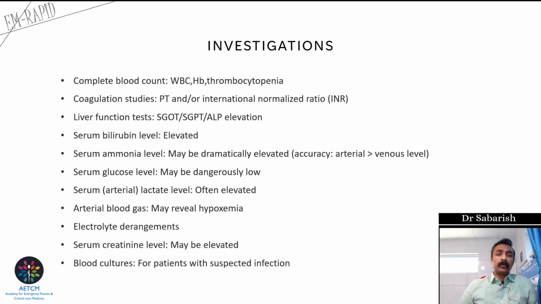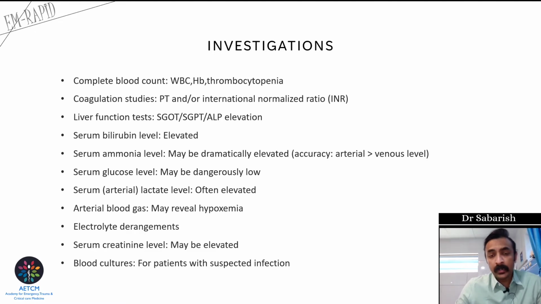We'll start with the complete blood count, where the patient may present with thrombocytopenia and low hemoglobin. Elevated WBC could be an indication of an underlying infection. Your coagulation studies look at the PT/INR, which is expected to be elevated. Liver function tests, your liver enzymes predominantly, and ALP. And during the initial phase, of course, the patient usually presents with an elevated SGOT and SGPT.